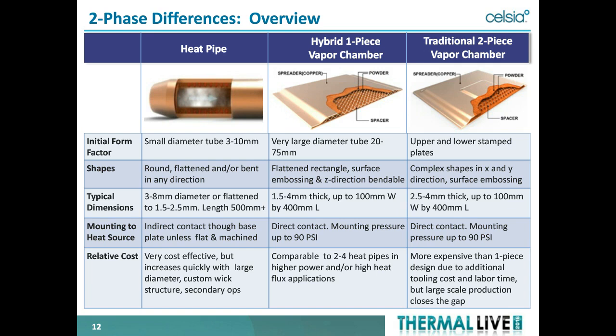Then there's two other types of vapor chambers. What we call a hybrid one-piece vapor chamber is really made out of a large diameter tube, and a traditional two-piece vapor chamber is where the two pieces are stamped, the wick structure is put in both pieces, and then it's sealed, generally welded the whole way around the periphery. This just gives you some typical dimensions, how to mount them, and the relative cost of the devices.